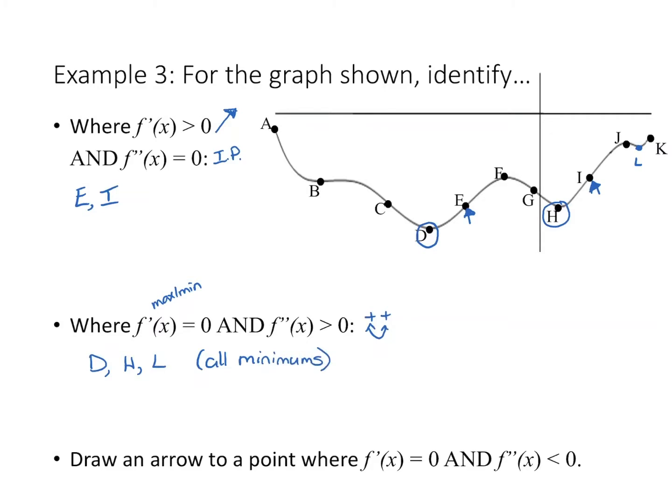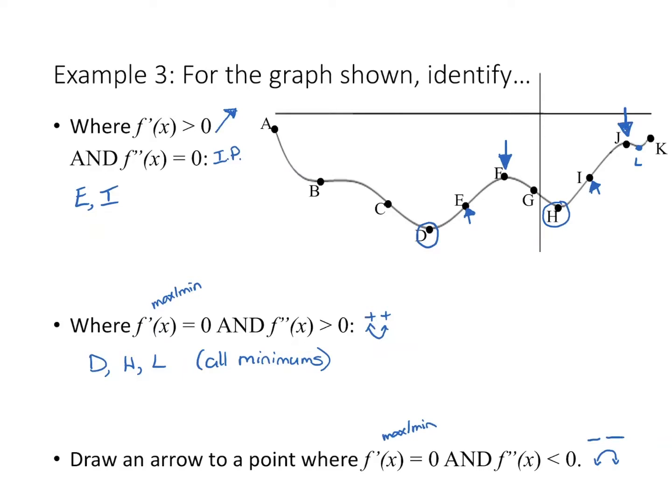Draw an arrow to a point where the first derivative is 0, so that means max or min, and the second derivative is negative. Negative is going to mean concave down. So we want first derivative 0, concave down. We could use this point, E. It is a max or min, it's concave down. We can use J. I think those are the only ones we've got.